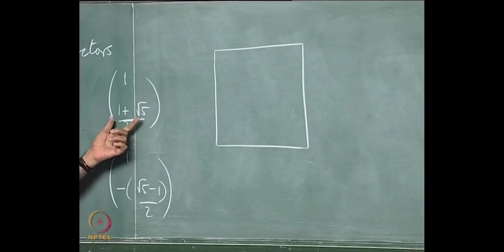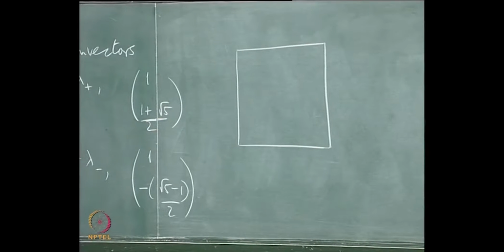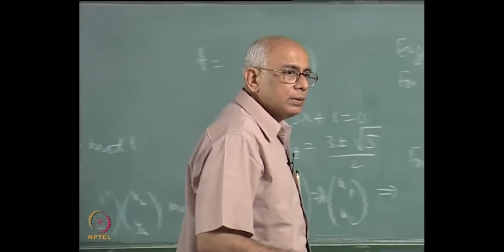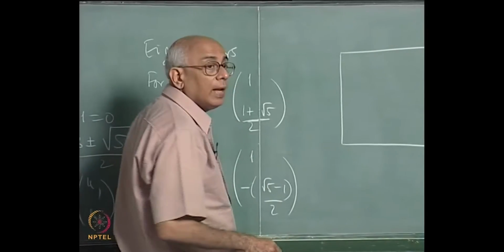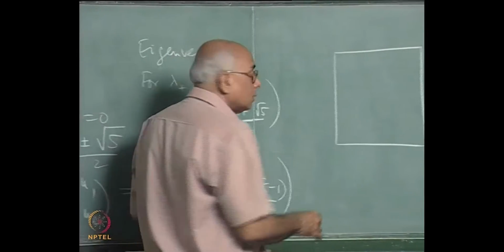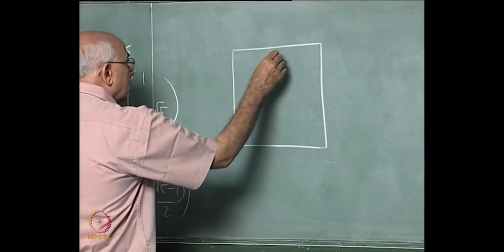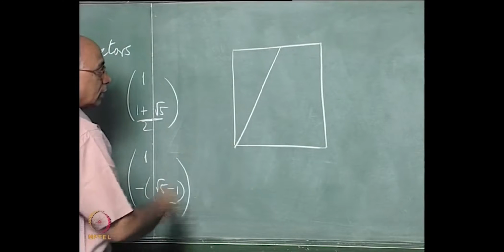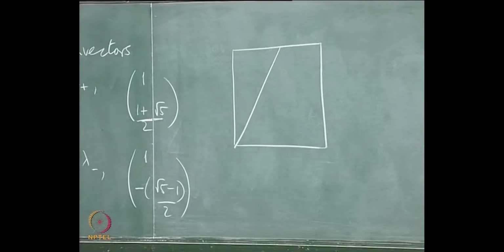This is about 1.618 or something like that, 1 plus root 5 over 2, right. We want the tan inverse of that. So that is some angle which is greater than 45 degrees, some crazy angle, it is 58 degrees or something like that. This is the direction.